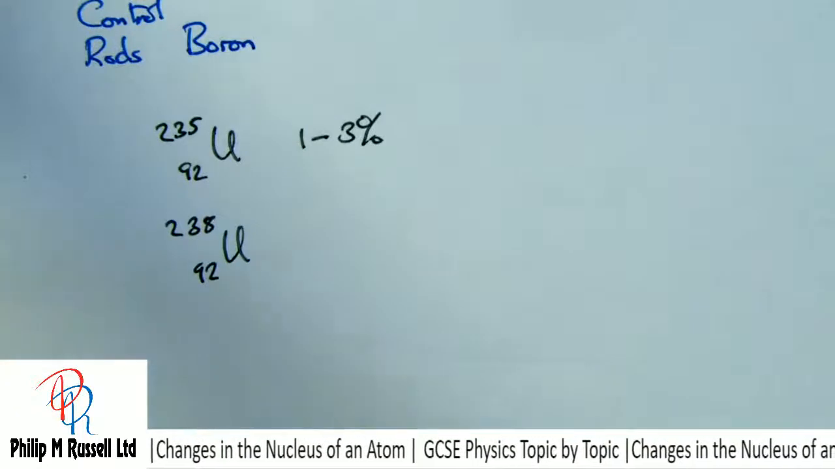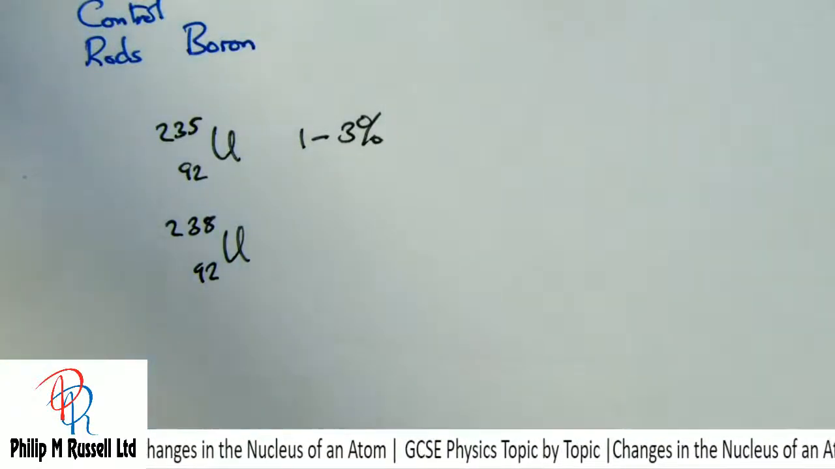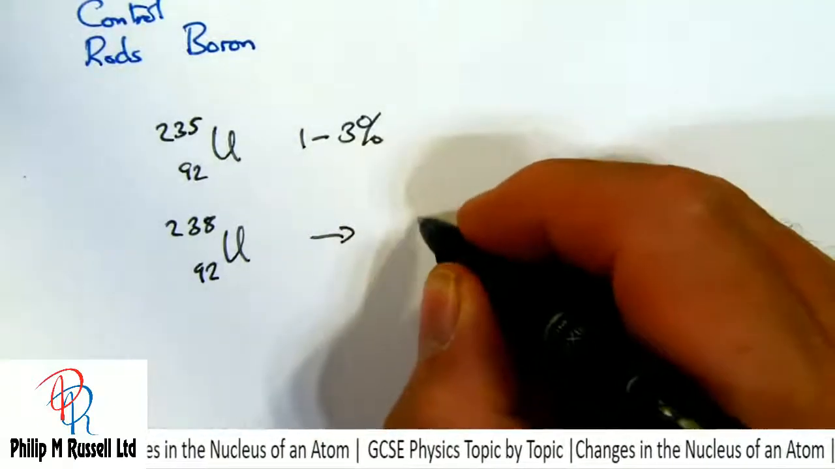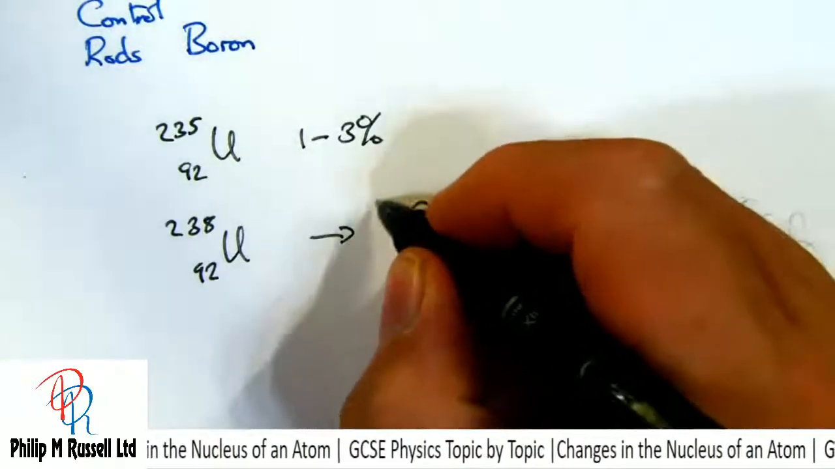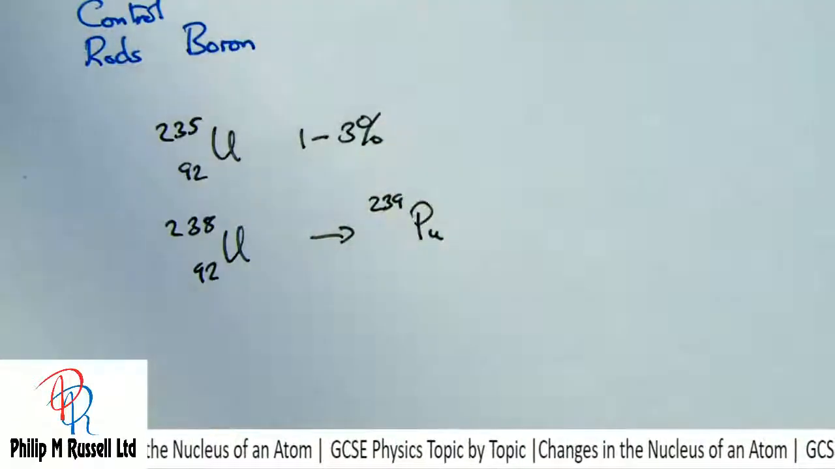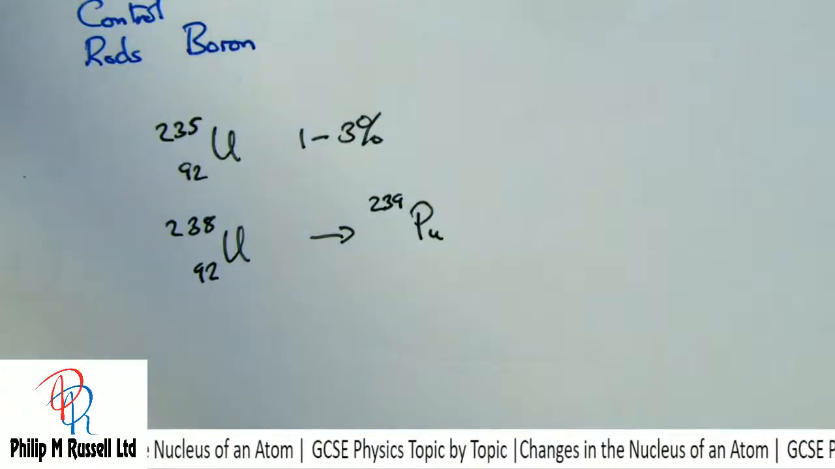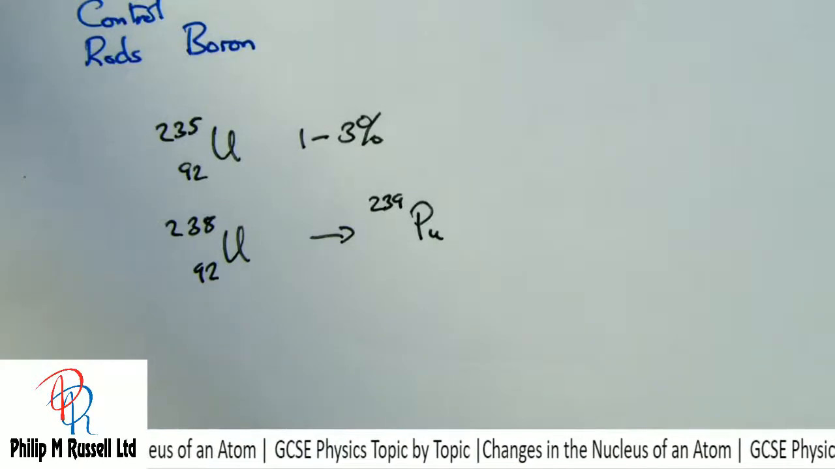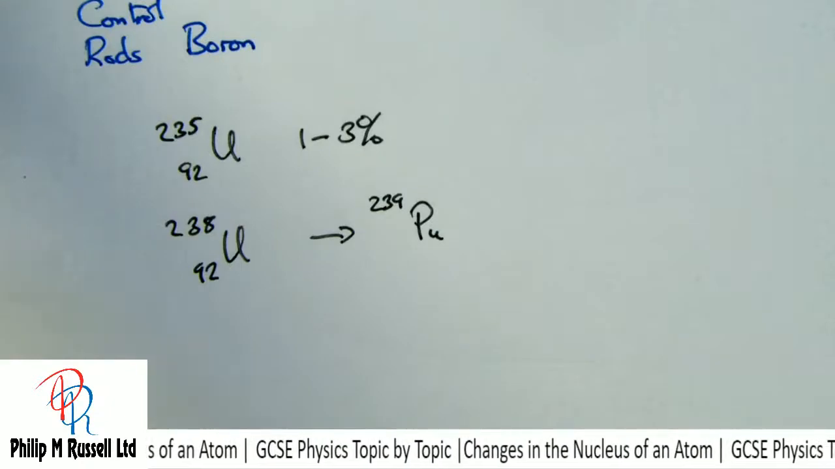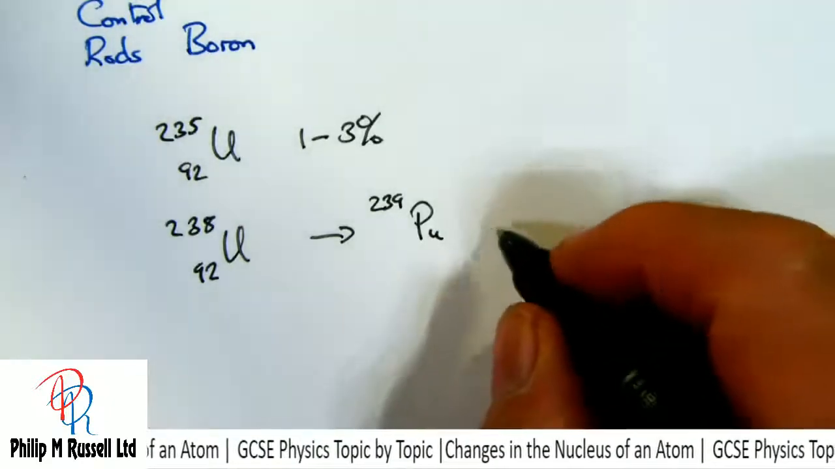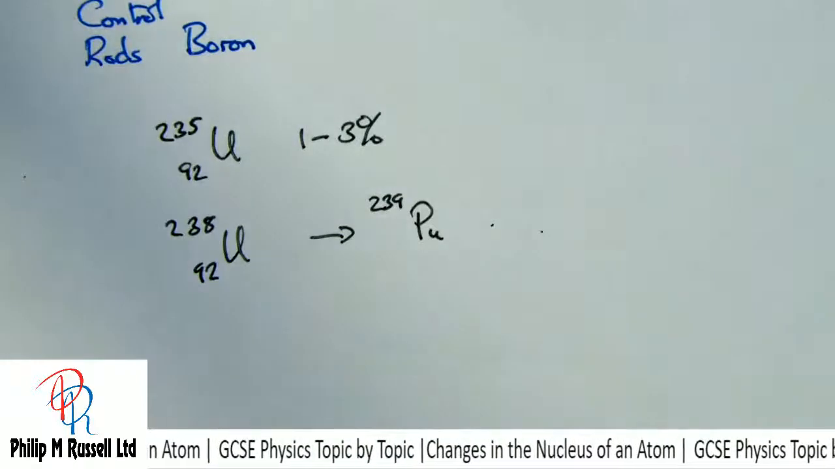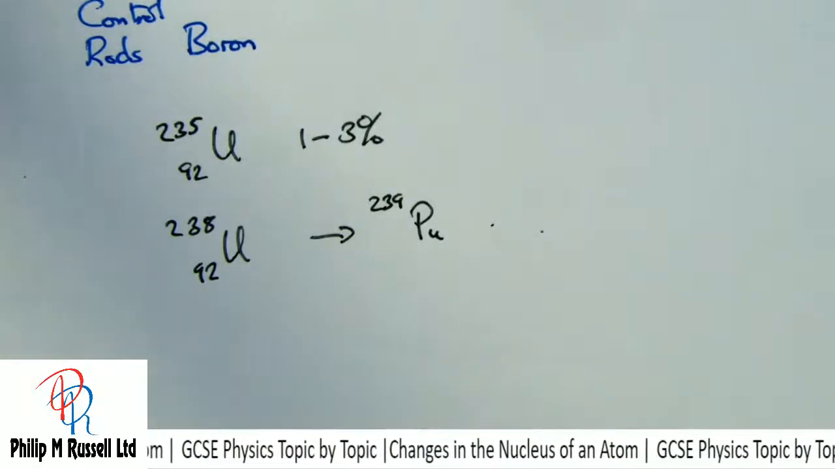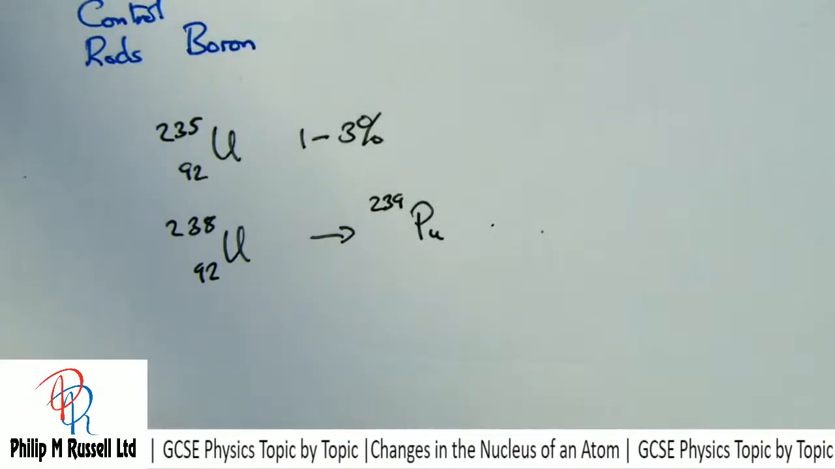So what we need to do with this, because it won't undergo fission, is change this into plutonium 239. Once I've got this made into this, then we can actually use this in a plutonium reactor. We can also use it to make various other things.